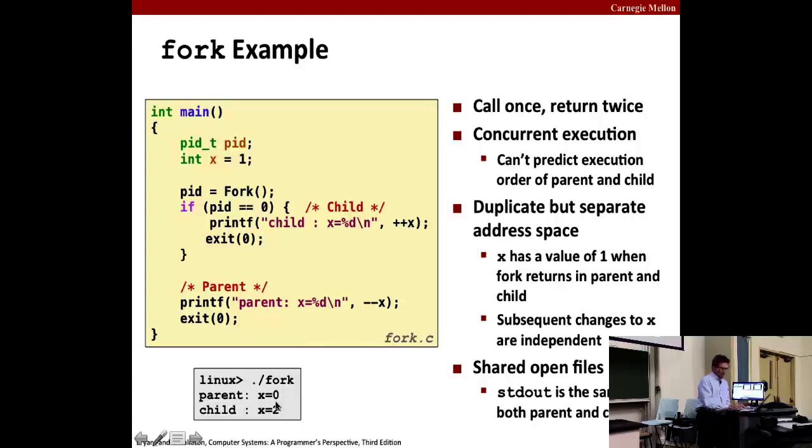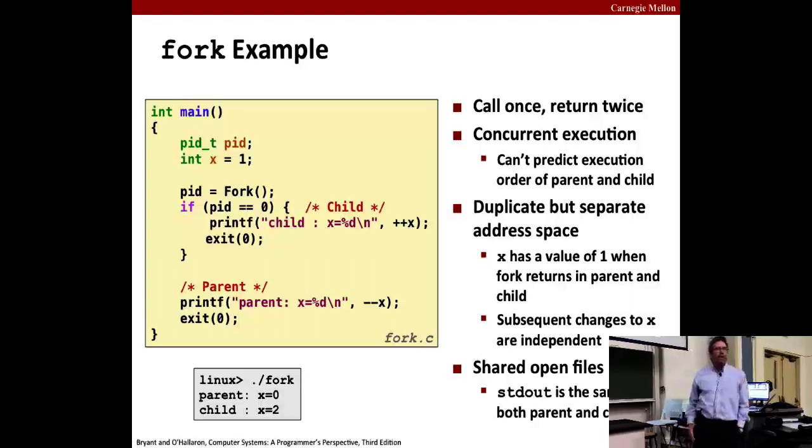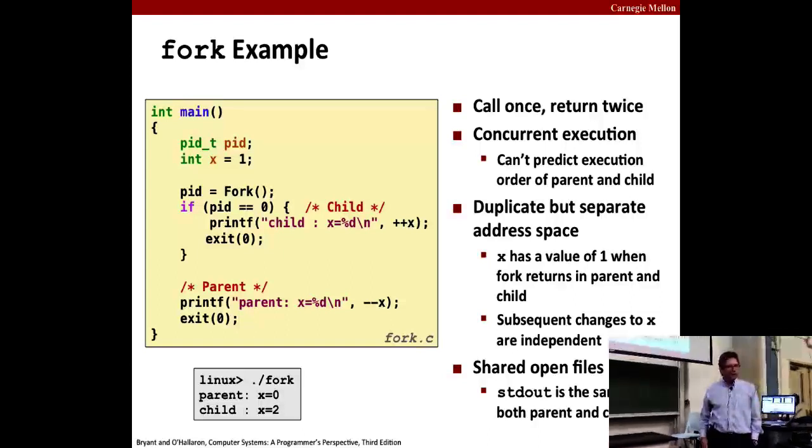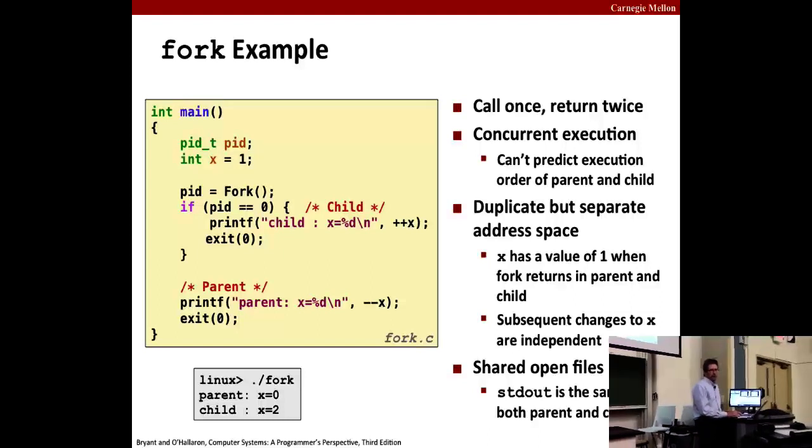Yes. What if you call fork multiple times? The question is, what if you call fork multiple times? I'll show you some examples of those. It gets a little hairy. We'll use a model called a process graph to understand what happens.